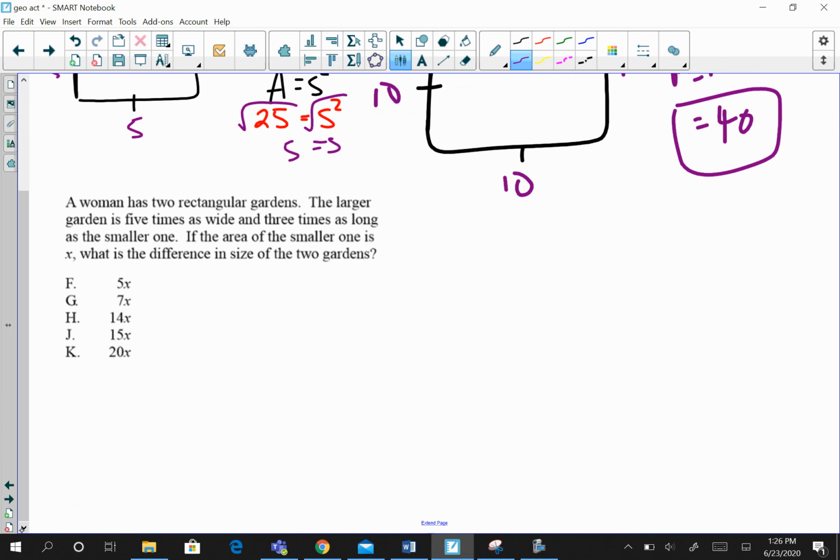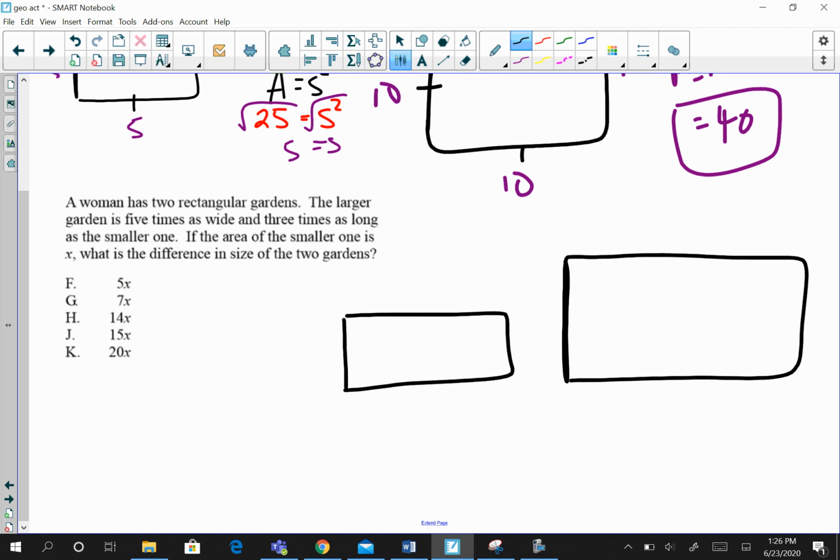Okay, next. A woman has 2 rectangular gardens. The larger garden is 5 times as wide and 3 times as long as the smaller one. So she's got 2 gardens, this one and this one. So let's say wide and long. This is 5 times as wide and 3 times as long. If the area of the smaller one is x, what is the difference in the size of the 2 gardens?